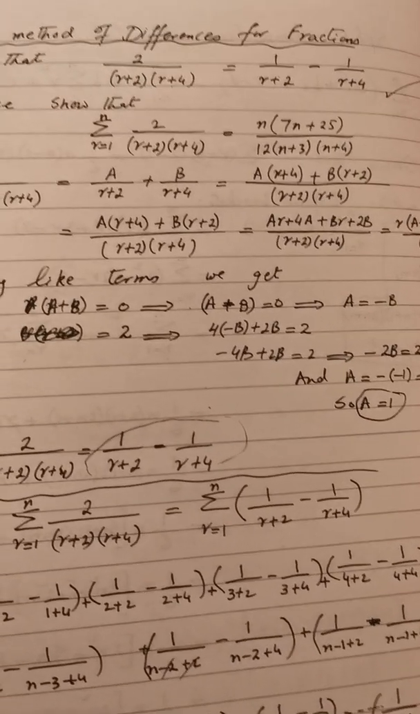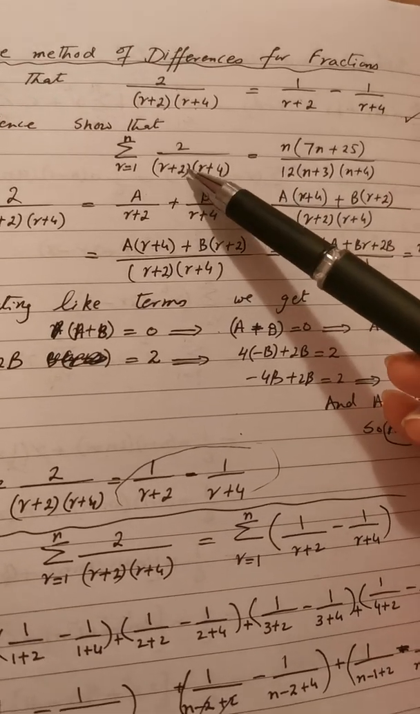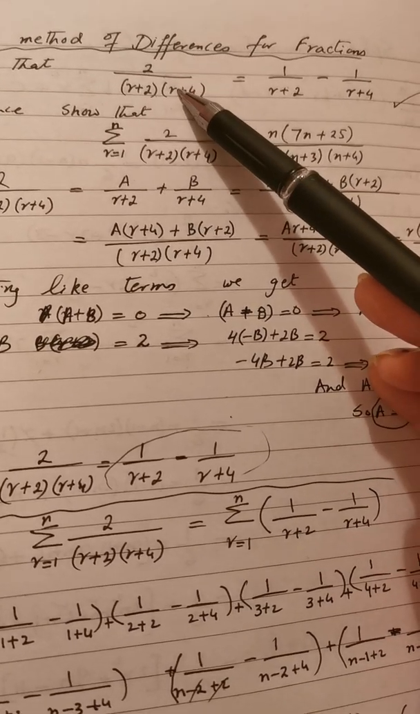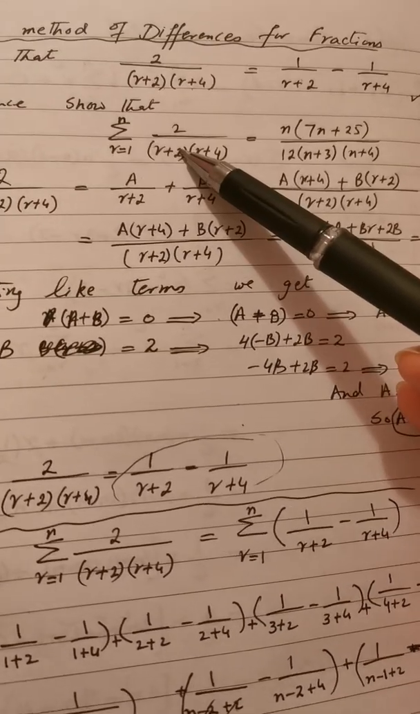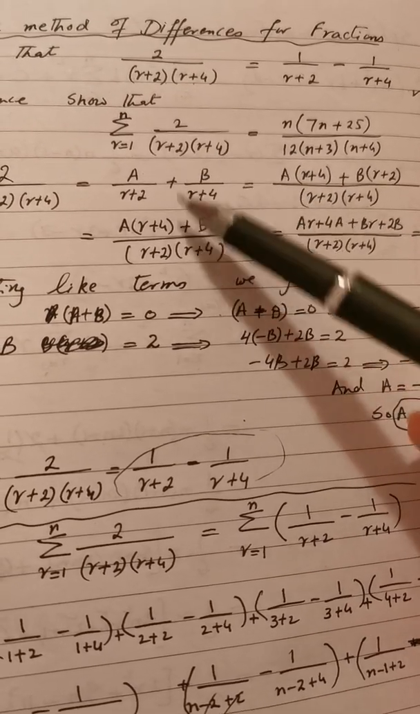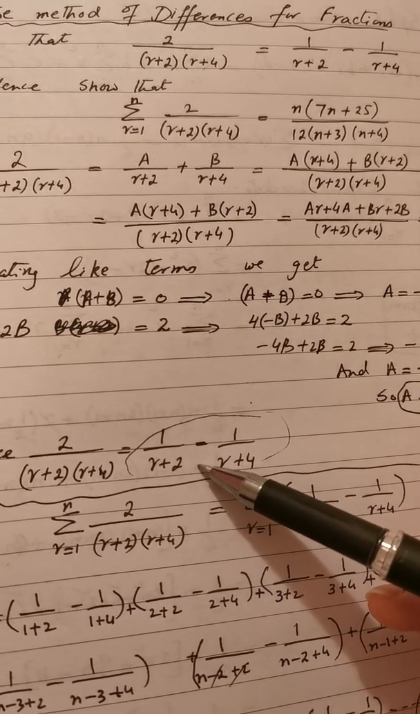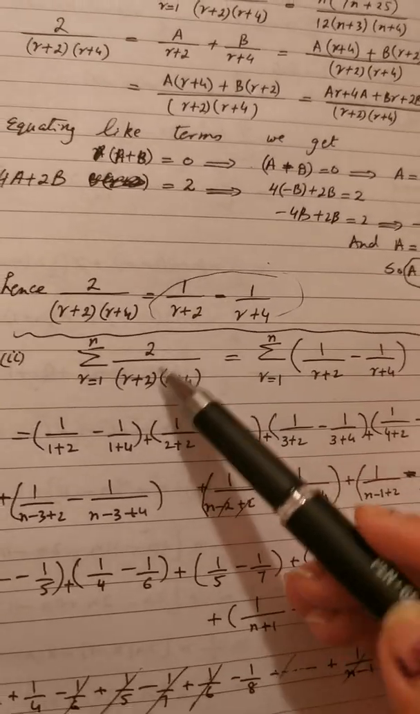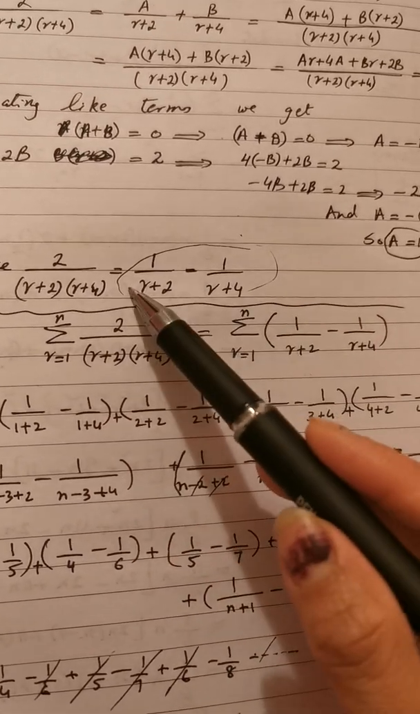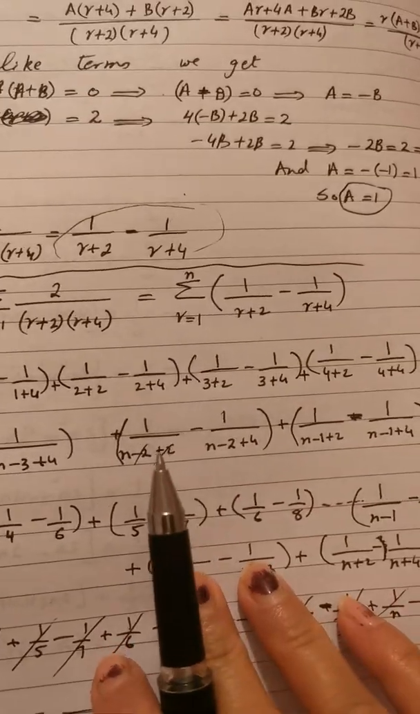So this was our first part. Now in the second part, they have taken the summation of this left hand side. We will take the summation of the left hand side and equate it to this thing, because we have proved this. So the summation of this thing is equal to the summation of this thing. And after that, how can we solve it?